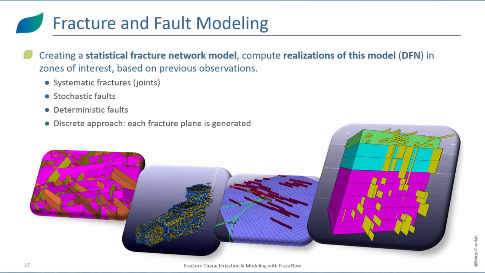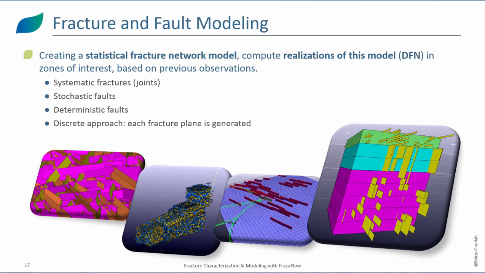Once you have performed the different characterizations on your data, you can go on and directly extract from the different tools and construct a fracture and fault model. So the idea is to create a statistical fault network model using a grid, the different sets of faults and fractures, and the geomodel description, and this model will be a conceptual model.